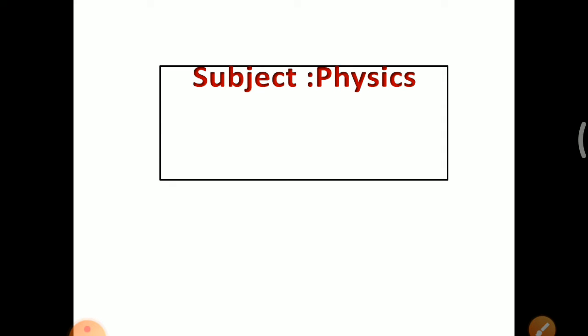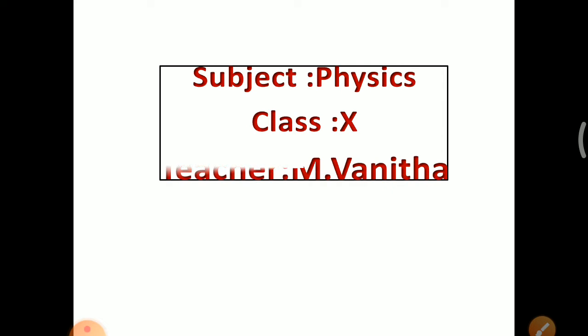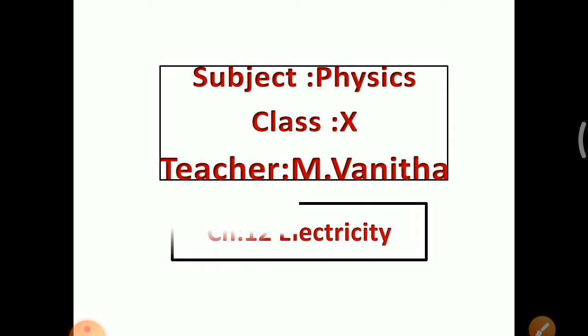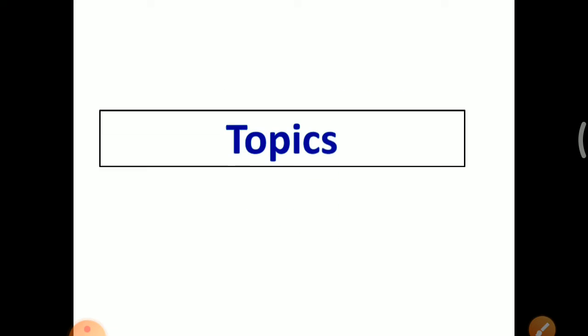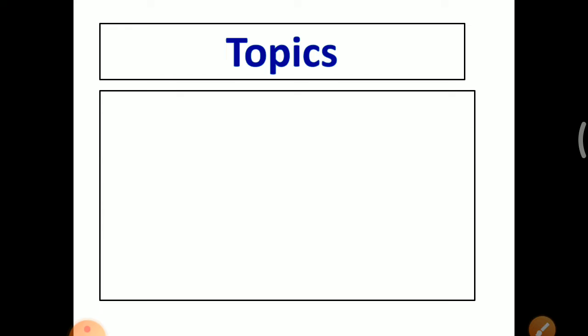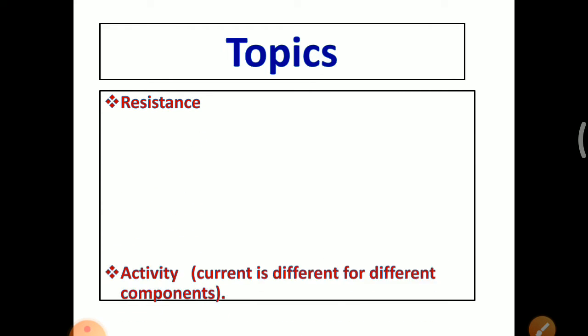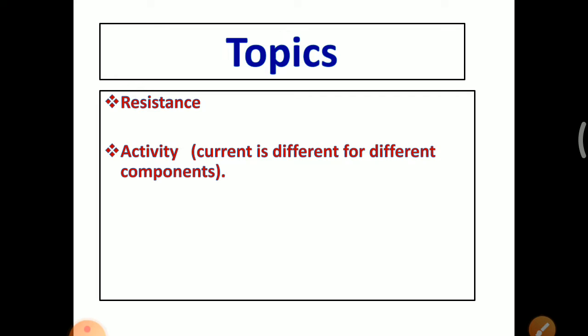Today, we are going to see the subject physics, class 10, chapter number 12, electricity. Topics: resistance, activity, current is different for different components, then conductor, the fourth one, insulator.